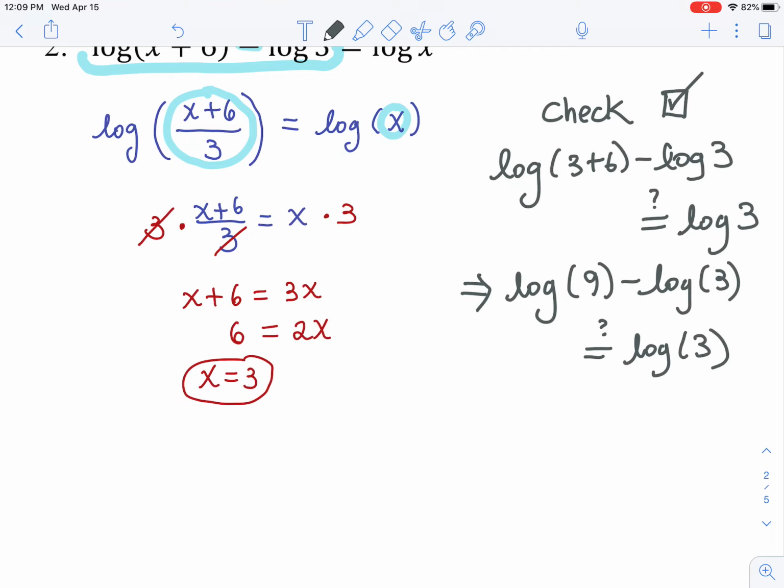Now, this one we had to use what? We had to use the quotient property. But you'll see we will use more and more properties that we talked about in section 3.4, okay?